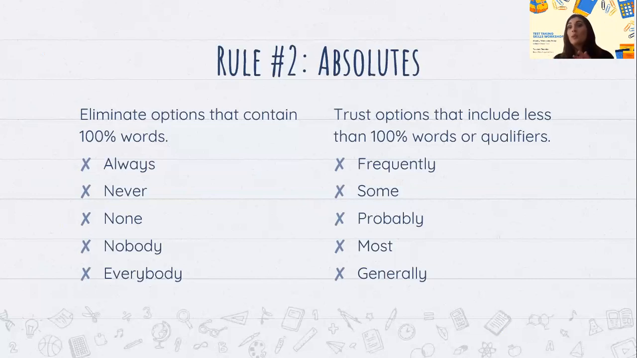Now, I don't want to say an absolute statement. I'm not saying that you will never see a correct answer with 100% absolute words. Sometimes you will. Most times you won't. So that's just something to consider when you get those choices. If some are, this is always true, this is never true, really consider it. But if it's not correct, just go ahead and cross it out.